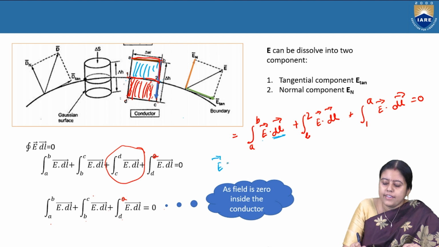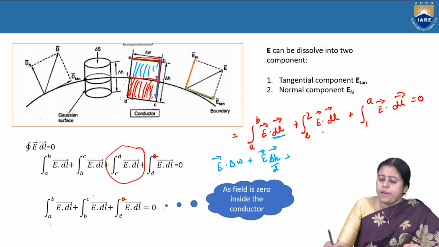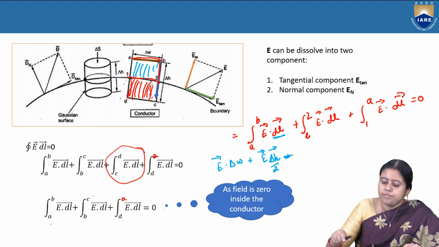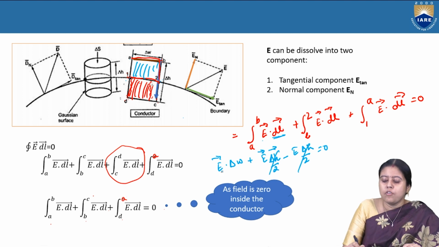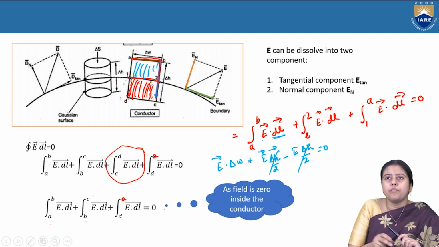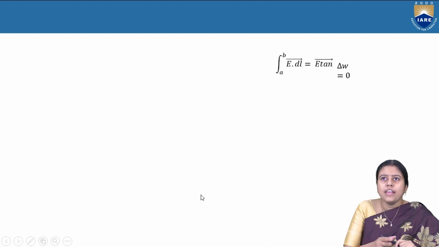So we can write E into delta W plus E delta H by 2, minus E delta H by 2 is equal to 0. So these two will cancel out. We will get E delta W is equal to 0. We will get from the next equation E delta W equals to 0.